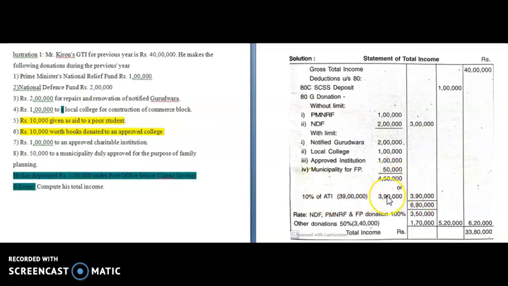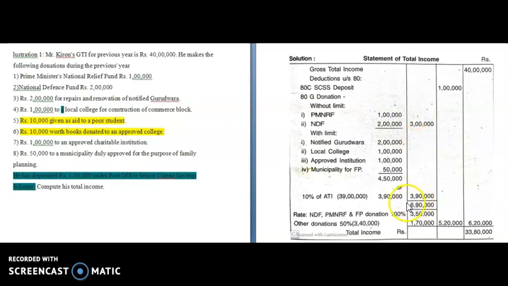Maximum 3,90,000 can be considered. 4,50,000 cannot be considered. So the 3,90,000 amount I will write in the outer column. First I wrote as it is because there is no limit. Here we have to consider it as with the limit. There is no limit for the first thing. Here there is a limit, maximum cap of 3,90,000. So that's why we have written it as 3,90,000.